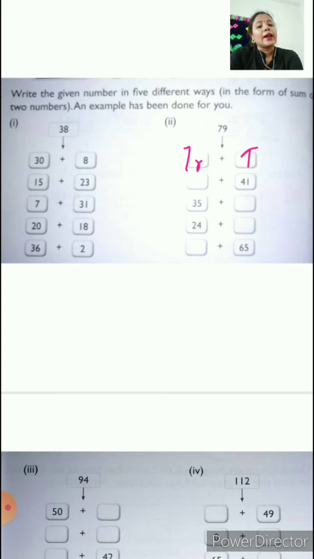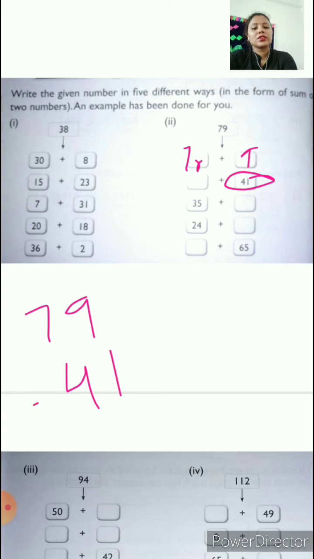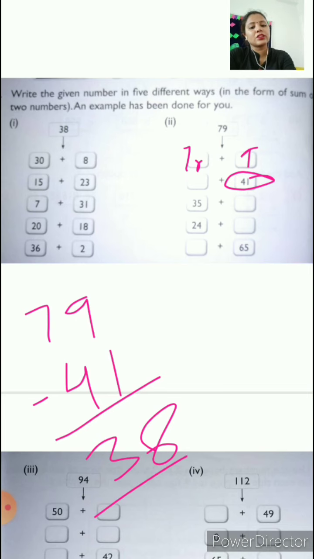Now 41. What is the combination of 79 with 41? So just subtract 41 from 79. 9 minus 1 is 8. 7 minus 4 is 3. So answer is 38. 38 plus 41 is equals to 79.